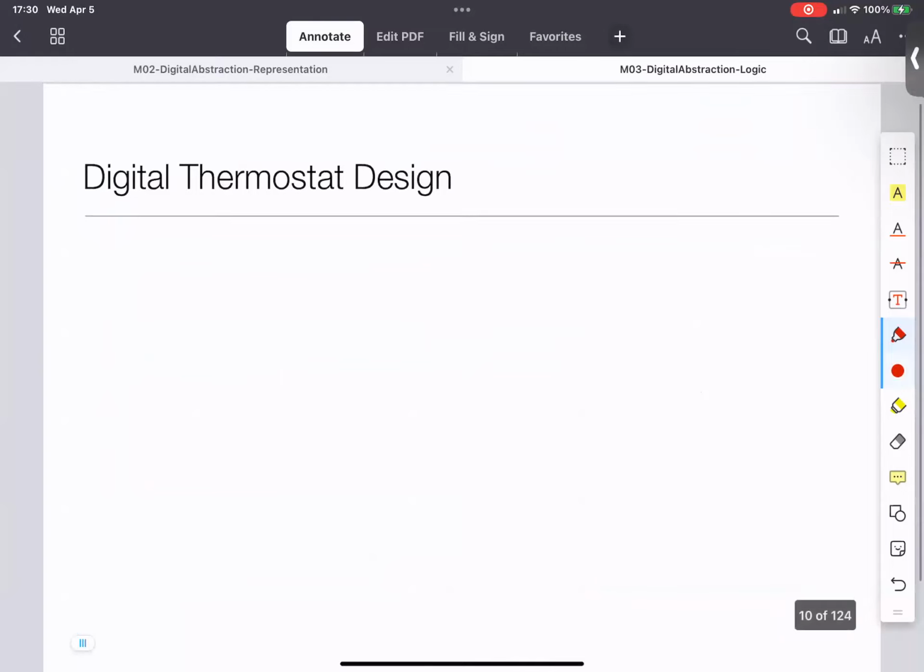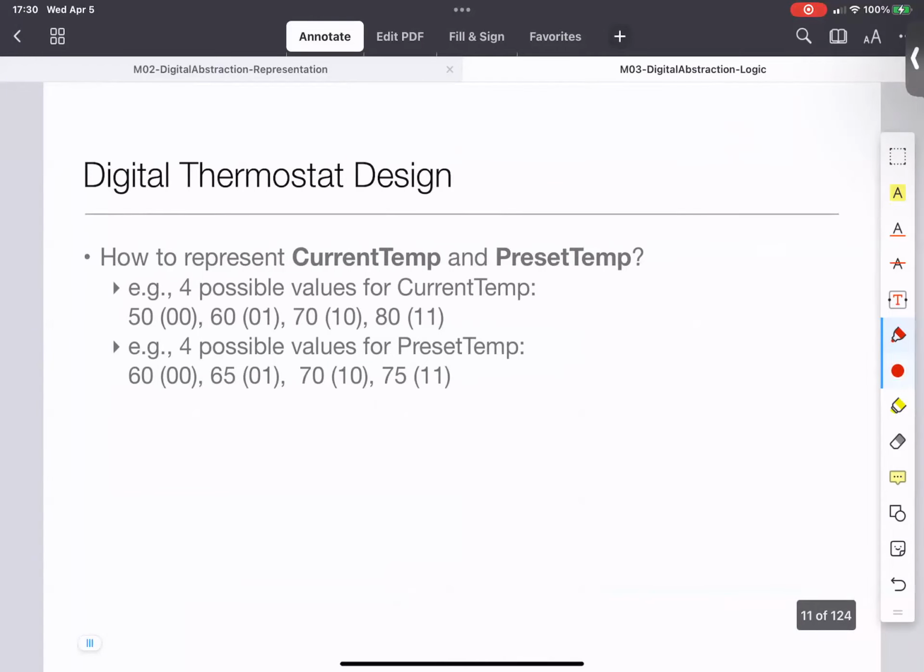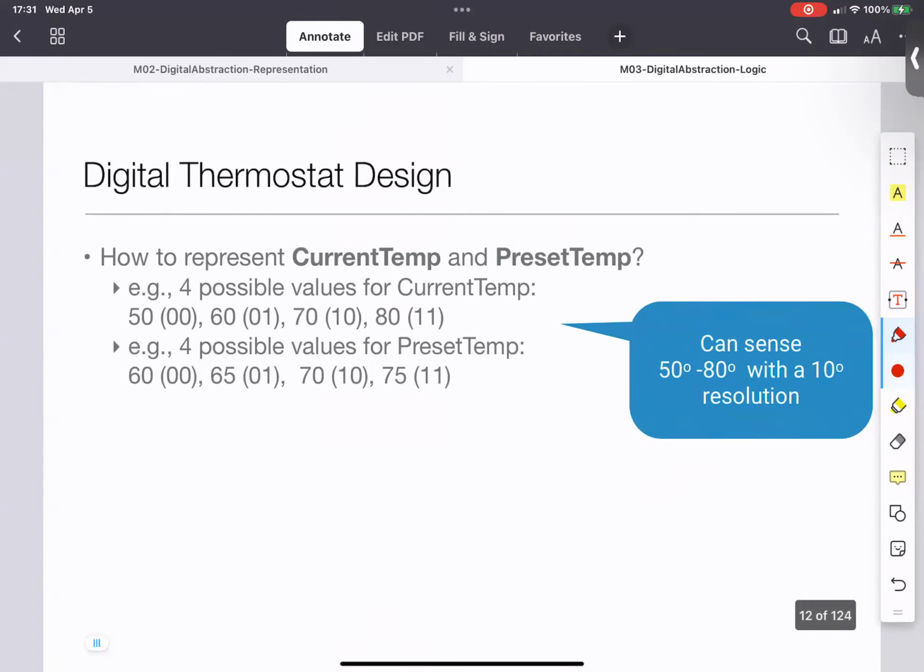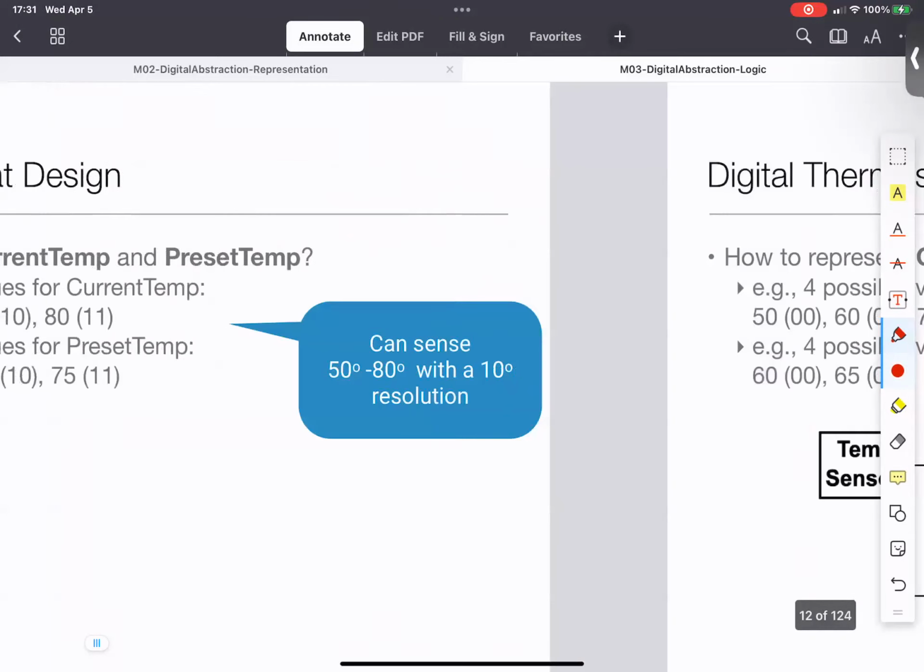Okay. Let's so in this particular case, let's say again, so we'll go through that whole cycle of like, we have to figure out how do we represent current temperature, how do we represent the preset temperature. So let's say there are 4 possible values of current temperature, 50, 60, 70, 80. We can represent them using, let's say, 2-bit values, 00, 01, 10, 11. And 4 values for preset temperature, again same way, 60, 65, 70, and 75. And so those are the preset temperature, and then we can design our system.